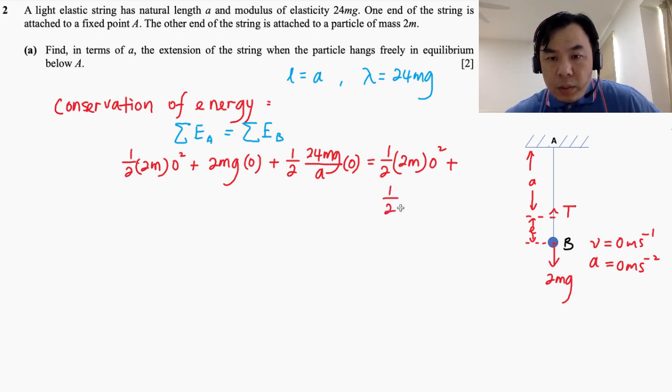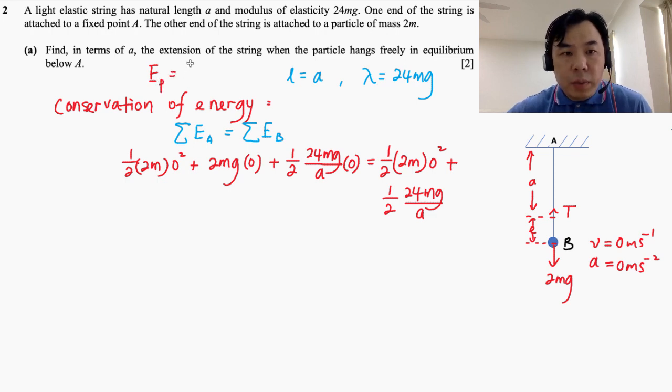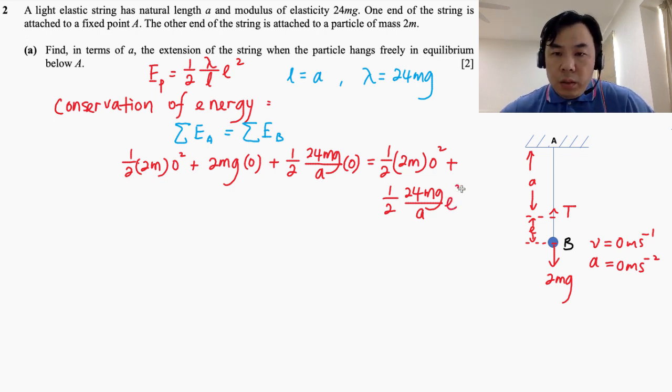You would gain elastic potential energy 24 over a. Okay, now the formula for elastic potential energy I just write down at the side here for reference. So elastic potential energy is given by half lambda over the natural length multiplied by the square of the extension. Okay, so this is the square of the extension, which we don't know at this point.